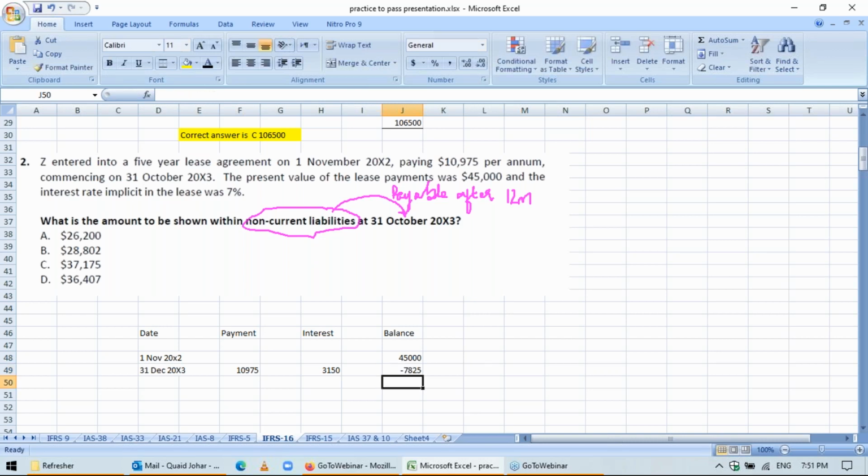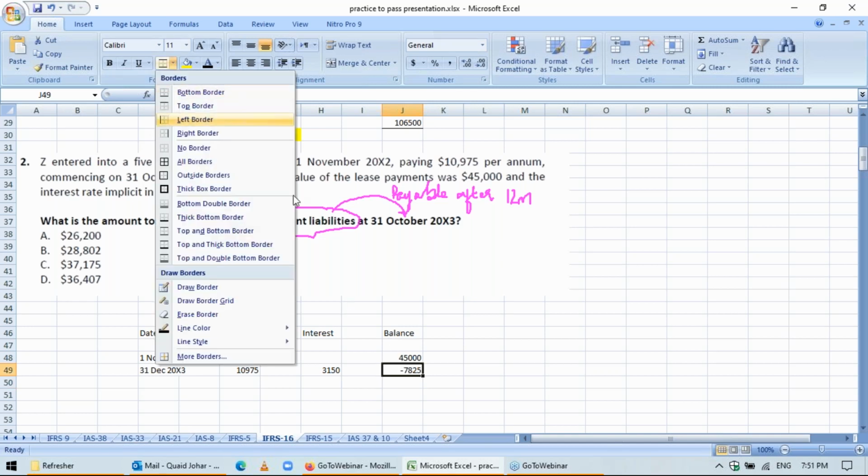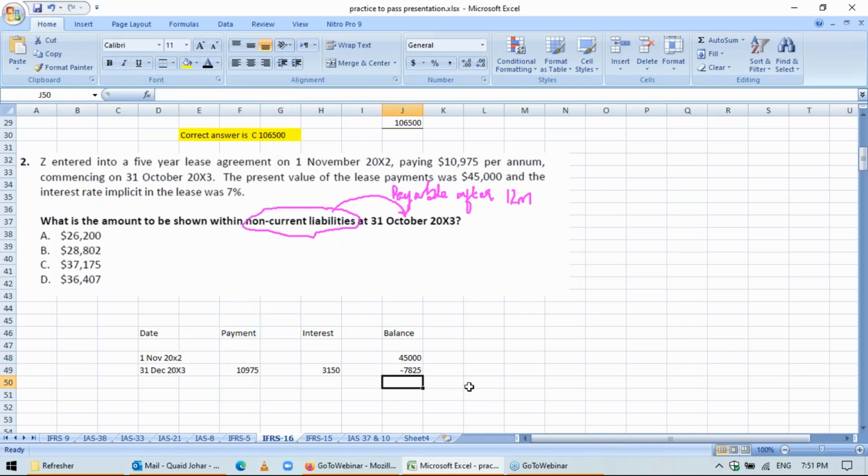So the liability decreases from 45,000 to the new balance, which is 37175. Now 37175 is the balance to be reported in the financial statements, right? But we want the non-current portion. Within the next 12 months, on 31st December 2004, we will be making another payment.